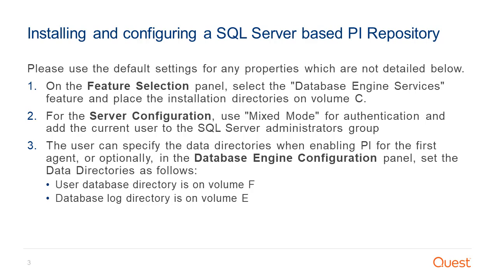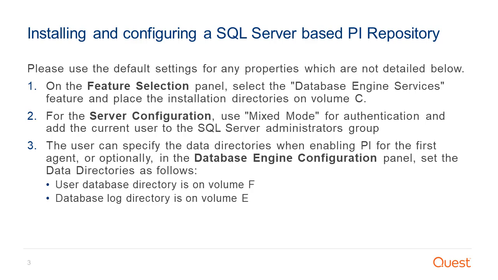Please use the default settings for any properties which are not detailed below. On the Feature Selection panel, select the Database Engine Services feature and place the installation directories on Volume C. For the server configuration, use Mixed Mode for authentication and add the current user to the SQL Server Administrators group.